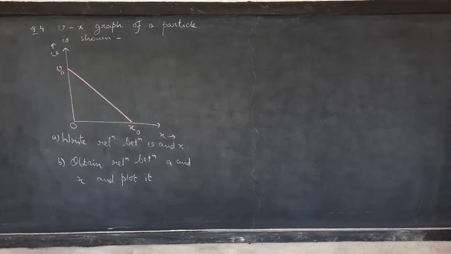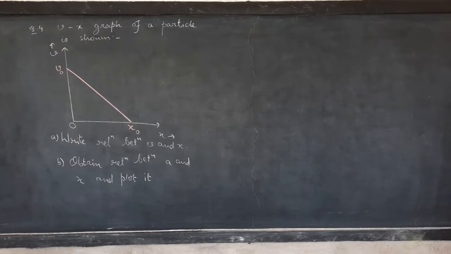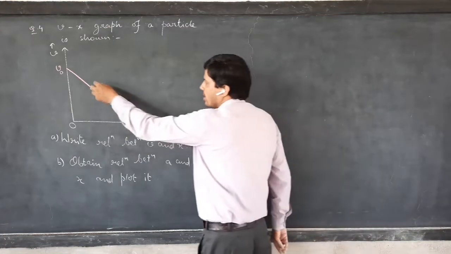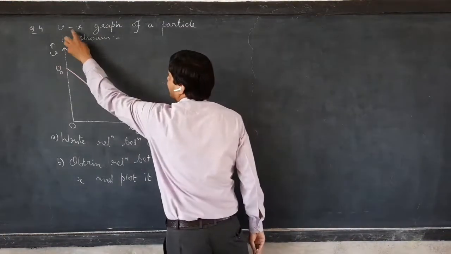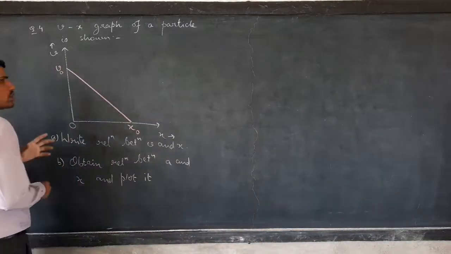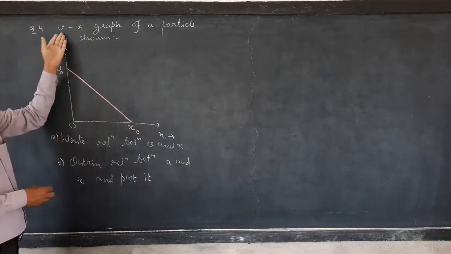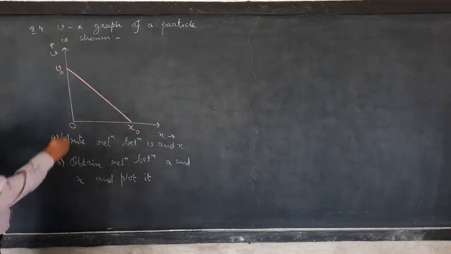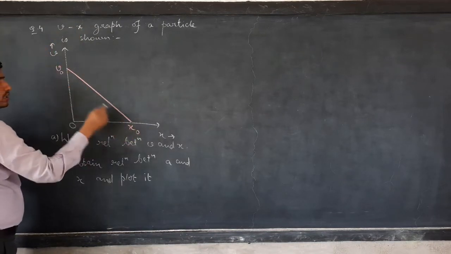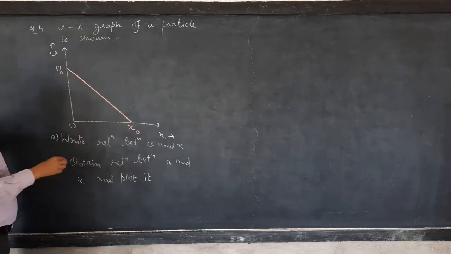Okay, let's see one more question before concluding today's class. Here a graph is shown, a straight line curve between v and x, velocity and position. If we start from the origin, we can say a velocity and displacement graph is given. I'll call it position. So the v-x curve is shown to be a straight line like this.